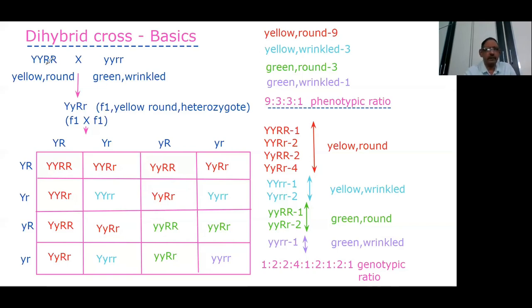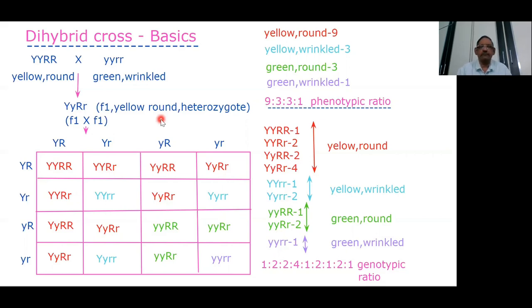Round seeds are dominant, wrinkled seeds are recessive. The parental cross is like this. Capital Y, capital Y, capital R, capital R is the homozygous yellow round parent. Small y, small r is the homozygous green wrinkled parent. A cross between these two parents yielded an F1 progeny which is yellow round, because yellow is dominant over green, and round is dominant over wrinkled. The F1 are all of dominant phenotype, yellow round, but heterozygous. Capital Y, small y, capital R, small r, this is F1, a double heterozygote for yellow round features.